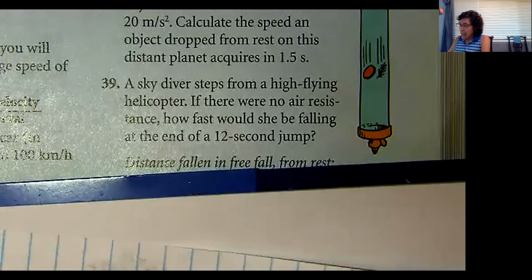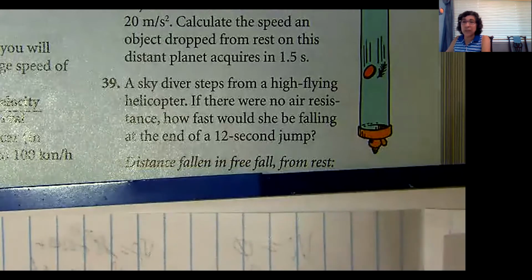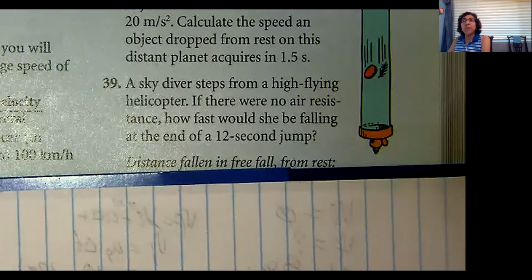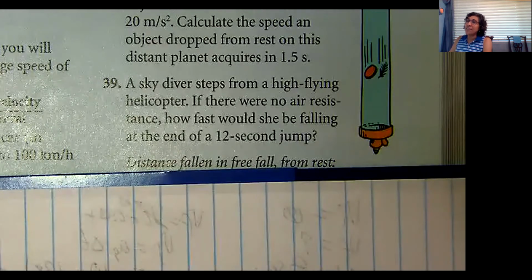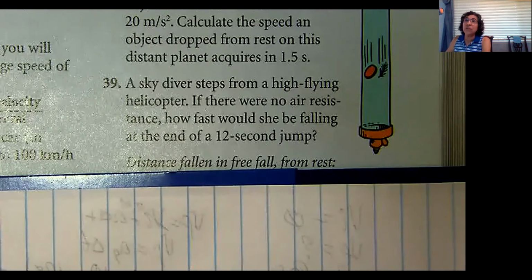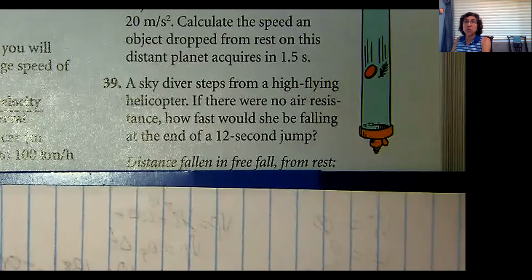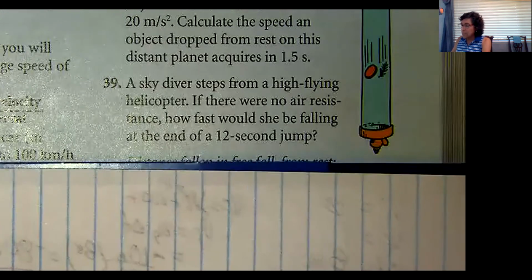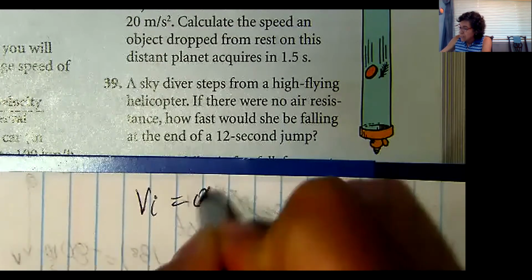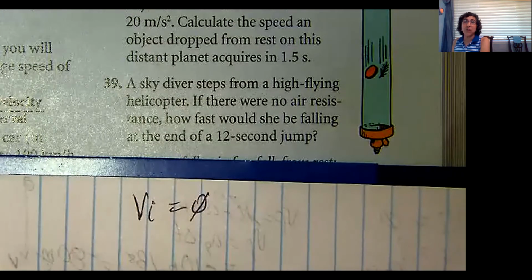A skydiver steps off a perfectly good plane, or helicopter in this case. And when you just step off, you can assume there's no velocity. So you weren't like running and had a velocity when you jumped off the helicopter. So if you just step off, it's the same thing as dropping something. So your initial velocity is 0. So that's important to know.